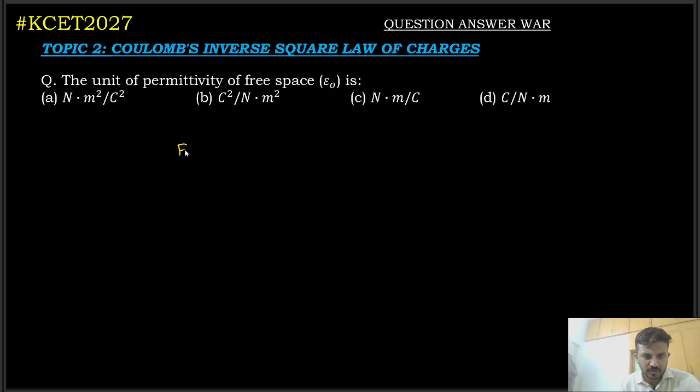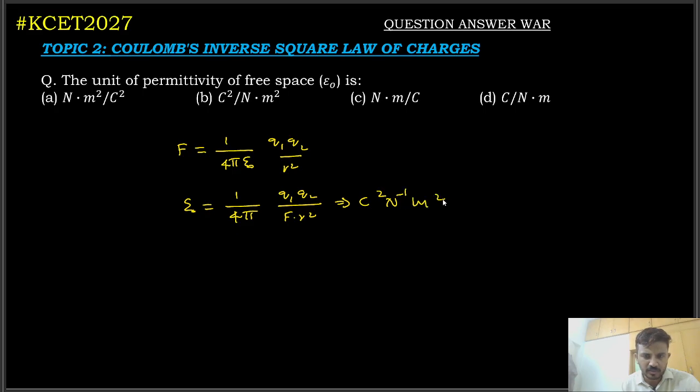So you can just remember the formula, 1 divided by 4 pi epsilon naught q1 q2 by r square. They are asking the unit for epsilon naught, so you can just write 1 divided by 4 pi q1 q2 by f into r square. Yes or no? So for charges it is Coulomb square, for force it is Newton, for distance r square it is meter square, so per meter square. So Coulomb square per Newton meter square is your answer. It is there in option B. Clear? Yes.